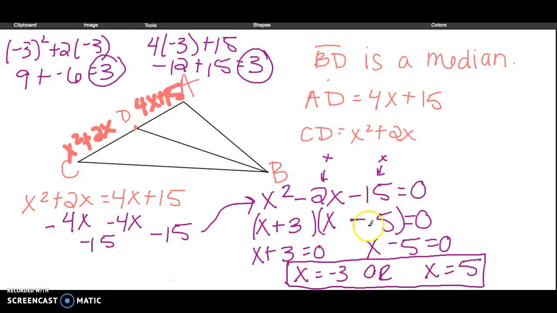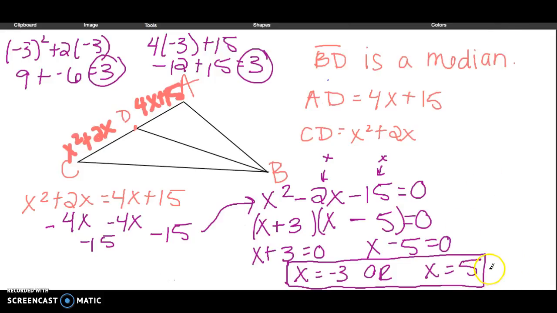That's good for us. If I plug in a positive 5, since all this is positive, I'm going to get all positive numbers. 5 squared is 25, 2 times 5 is 10, add those together, that's positive. 4x, 4 times 5, that's 20, that's positive, plus 15, that's still positive. Okay? So when you plug in your 5, you're going to get positive numbers for your side lengths too, which is good because you can't have a negative distance. So your answer, you should have two numbers.